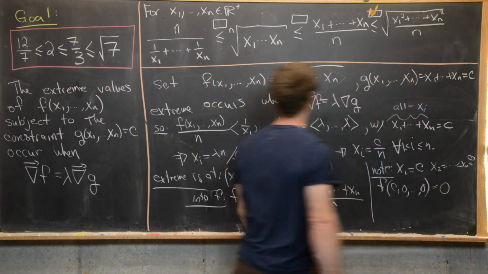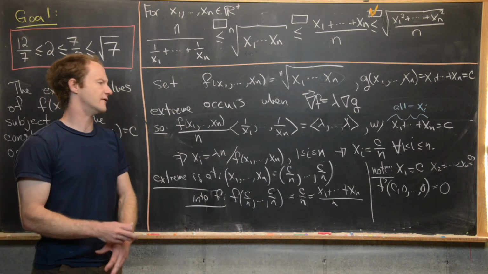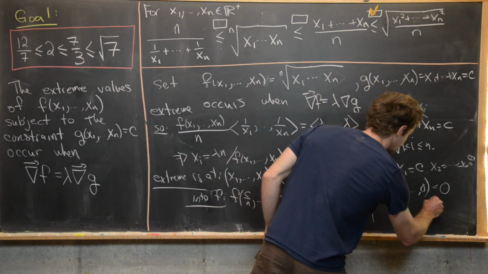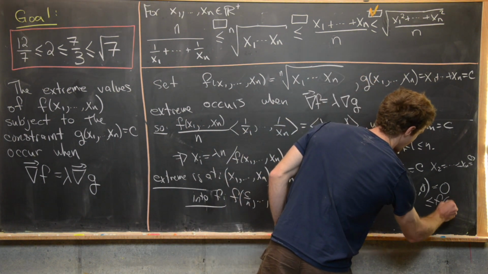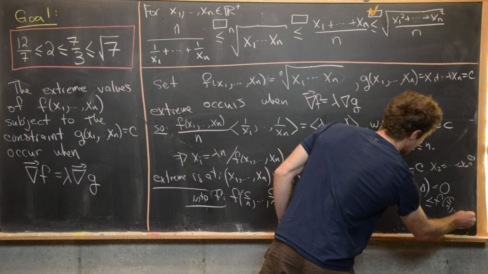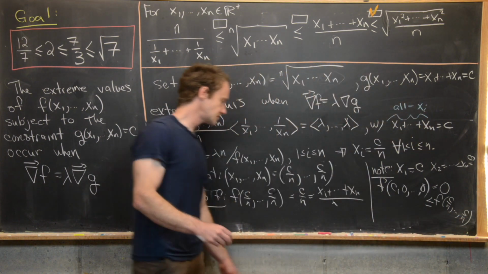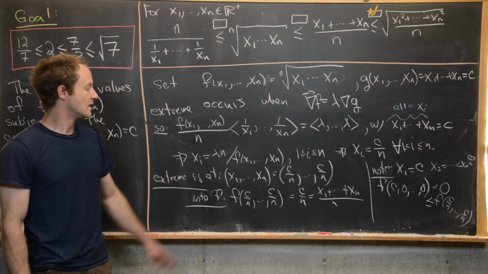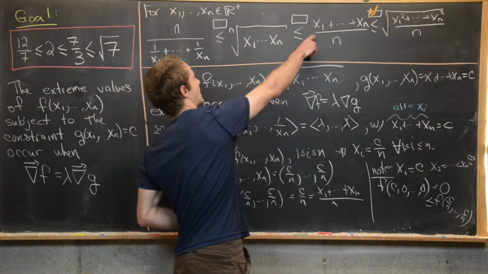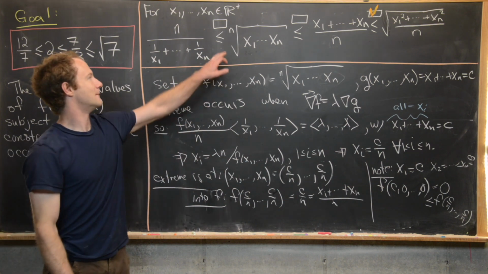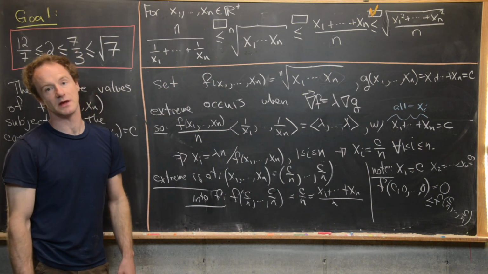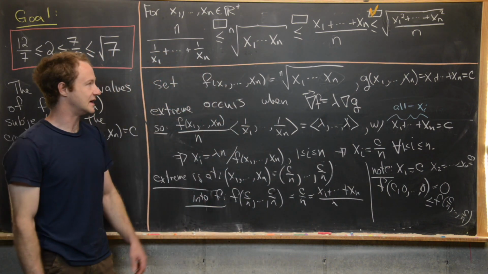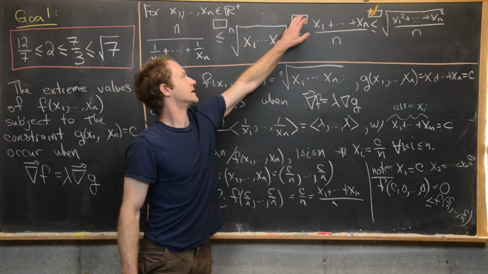That will be equal to 0 because we have the nth root of c times a bunch of zeros. But that is going to be less than or equal to f of c over n comma up to c over n, which tells us that this is in fact a maximum. But notice that means that the arithmetic mean is a maximum value of the geometric mean, which makes the arithmetic mean bigger than or equal to the geometric mean, thus establishing this inequality.